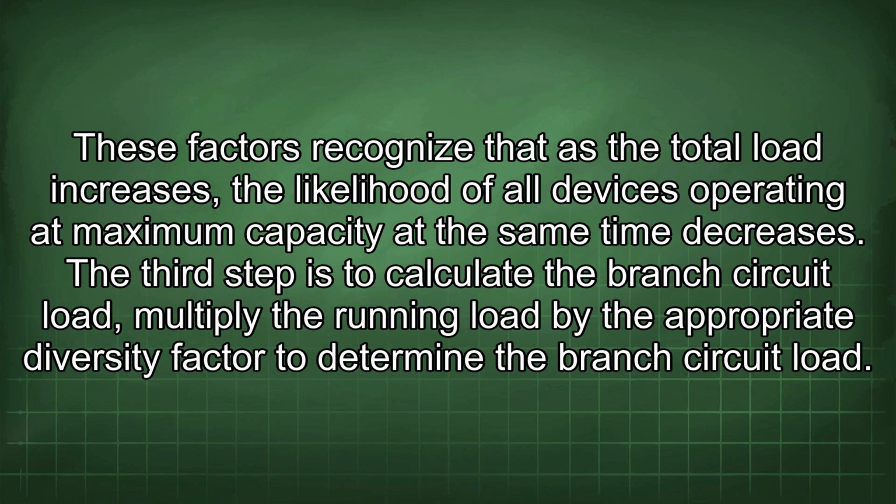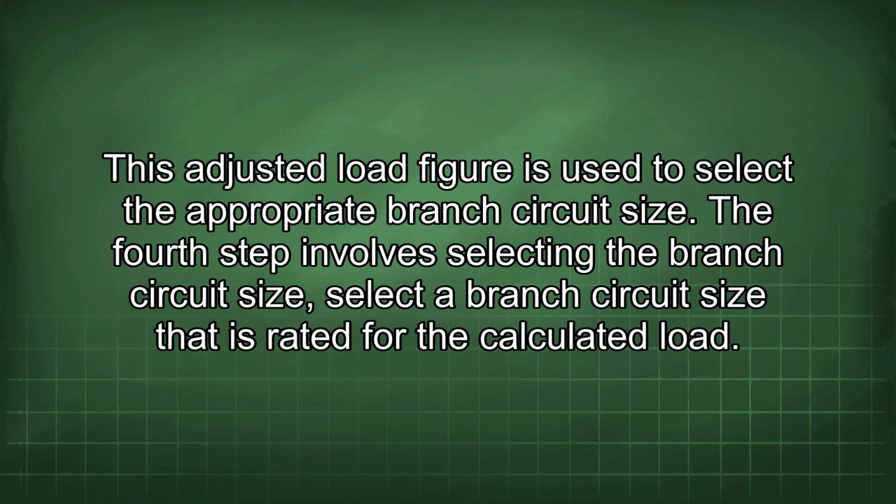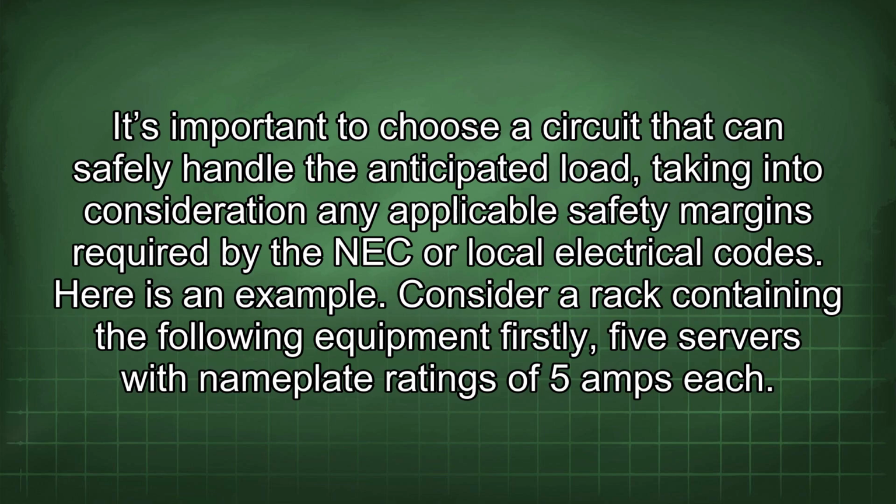These factors recognize that as the total load increases, the likelihood of all devices operating at maximum capacity at the same time decreases. The third step is to calculate the branch circuit load: multiply the running load by the appropriate diversity factor to determine the branch circuit load. This adjusted load figure is used to select the appropriate branch circuit size. The fourth step involves selecting the branch circuit size. Select a branch circuit size that is rated for the calculated load. It's important to choose a circuit that can safely handle the anticipated load, taking into consideration any applicable safety margins required by the NEC or local electrical codes.